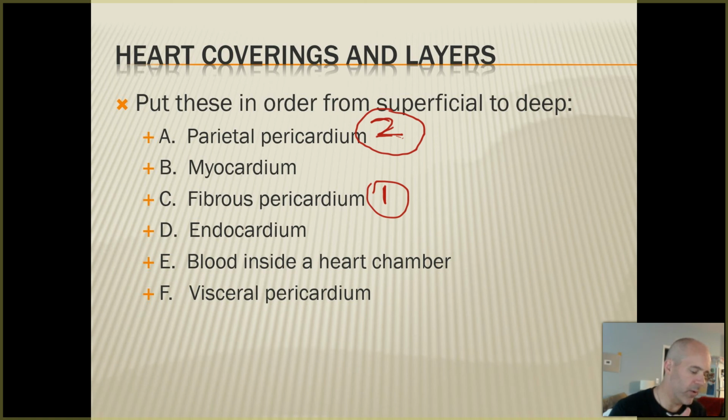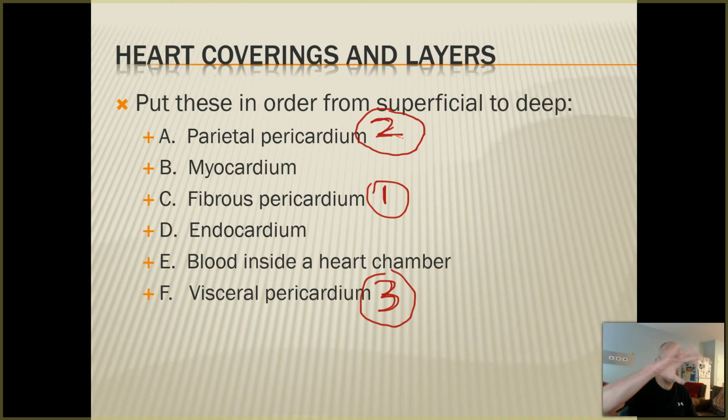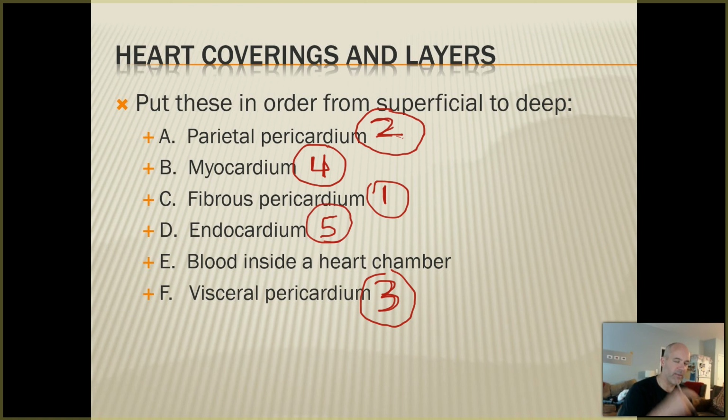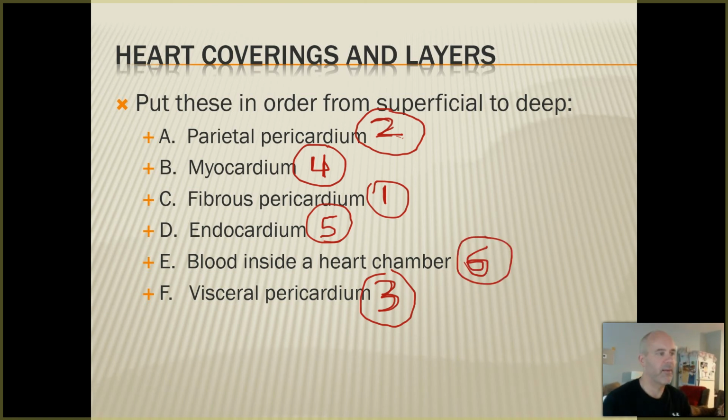All right, and then if we keep going, what are we going to hit next? Visceral pericardium. Remember, the visceral pericardium is actually in contact with the surface of the heart itself. Keep going deeper. Now we're in the wall of the heart itself. Next layer is going to be the myocardium. That's the muscle layer. Endocardium, that's the innermost layer of the heart that's lining the chambers of the heart. And then finally you would hit blood inside a chamber, so we'll make that number 6.